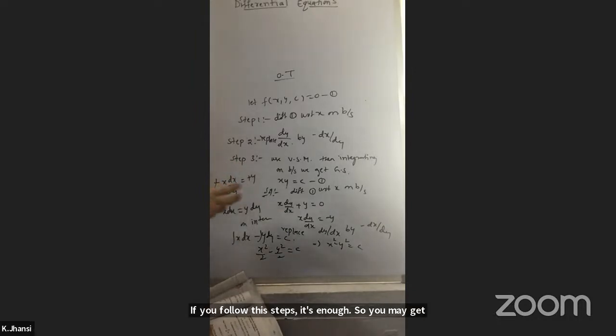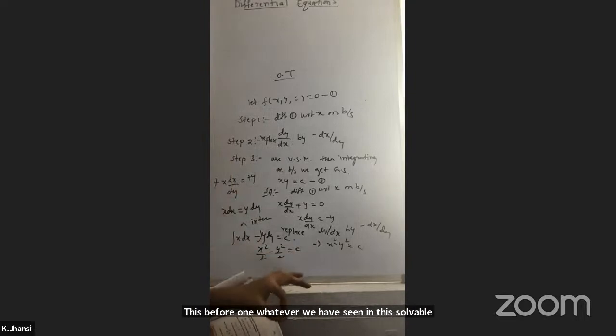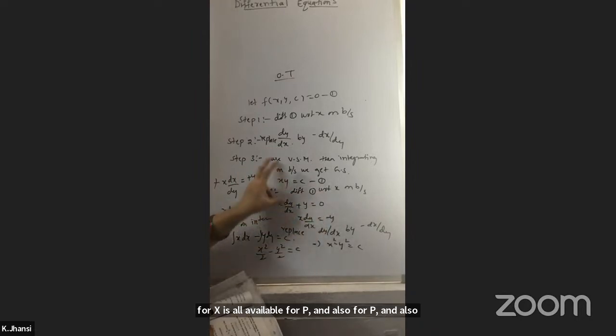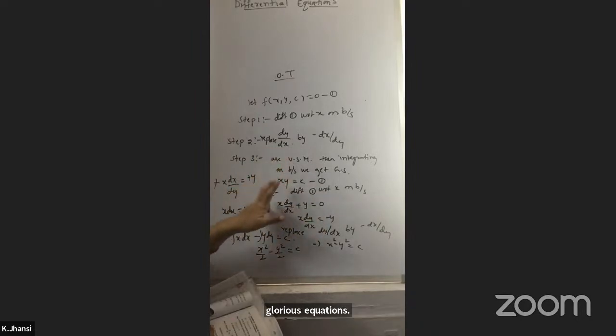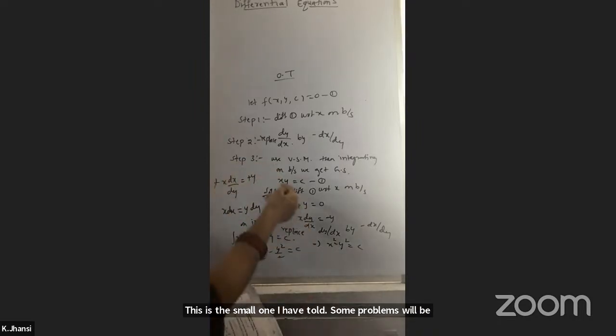So 11A. Before this one, whatever we have seen, solvable for x, solvable for y, solvable for p, and also Clairaut's equation, those are the 5 marks questions, and orthogonal trajectory. This is the small one I have told. Some problems will be somewhat lengthy, so such lengthy problems they will ask as a 10 marks question. Here it is a simple one.